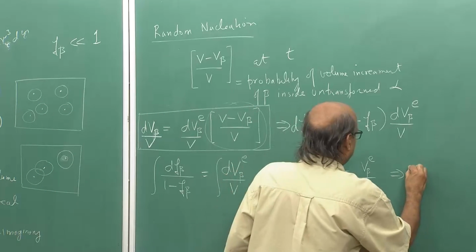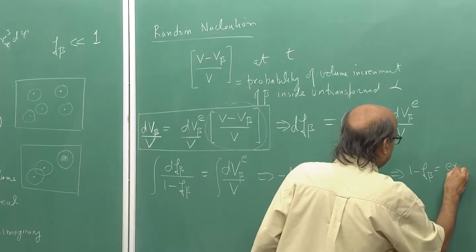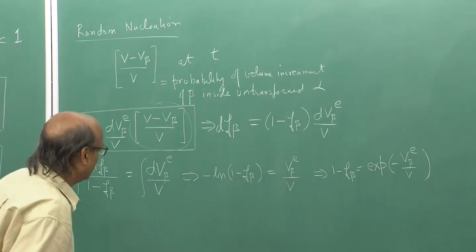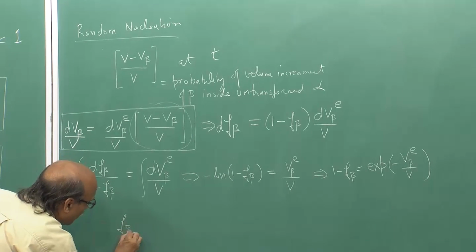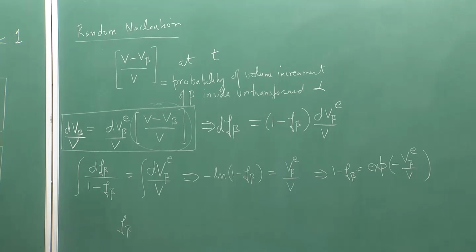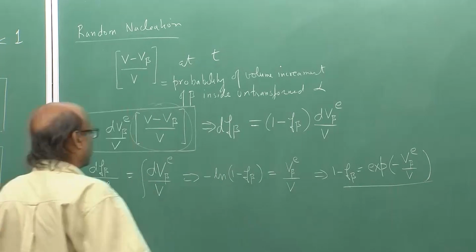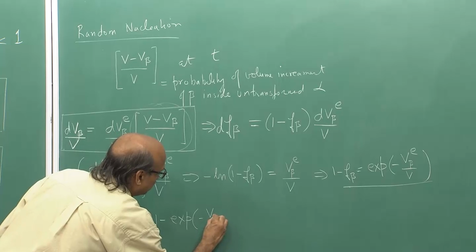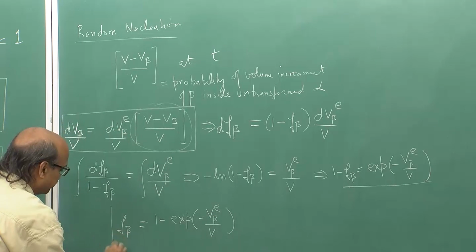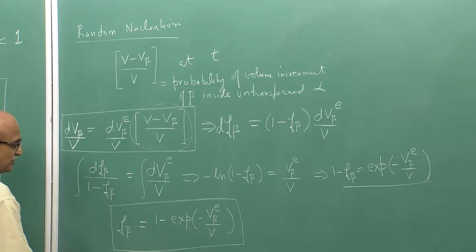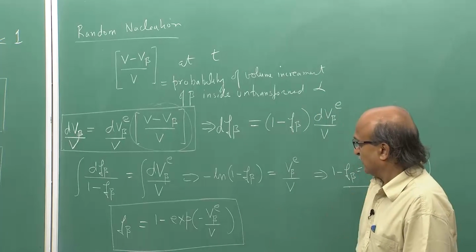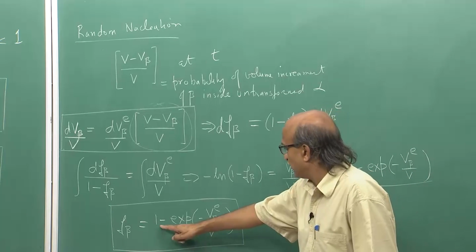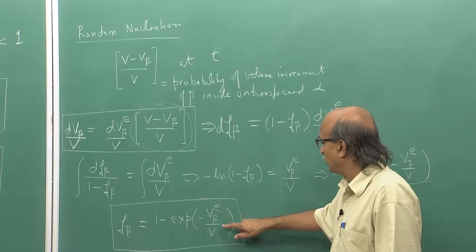This takes me to 1 minus f beta equals exponential of minus V beta E upon the total volume, and the final expression we would get for the true fraction of beta transformed, from here, just rearranging the terms, equals 1 minus exponential of minus V beta E upon V. So, this gives me a general form of the true fraction transformed in the transformation from alpha to beta being given by 1 minus exponential of minus the extended volume upon V.